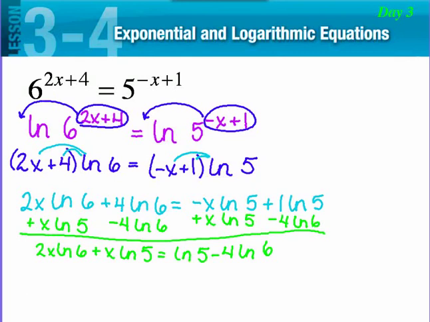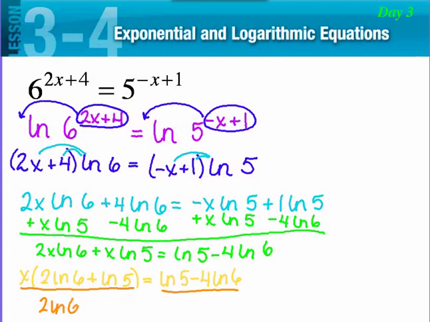Now I'm going to factor out an x, since I've got the x's all on the side together. So if I take out an x here, I'm left with 2 ln of 6 plus what? ln of 5 equals ln of 5 minus 4 ln of 6. So how do I solve that for x? You're going to divide by 2 ln of 6 plus ln of 5.